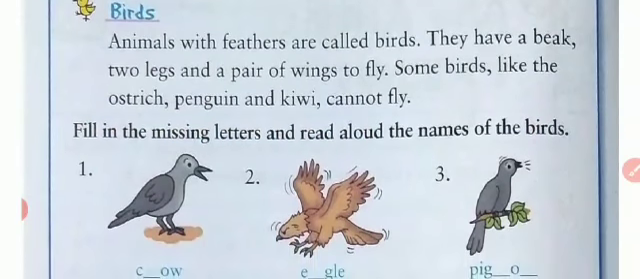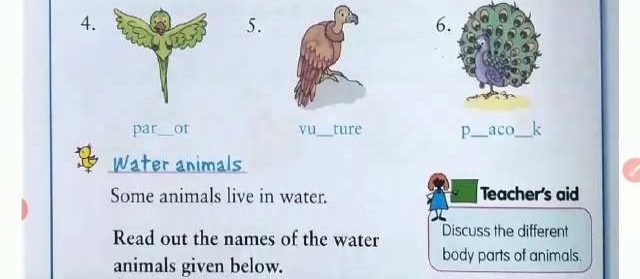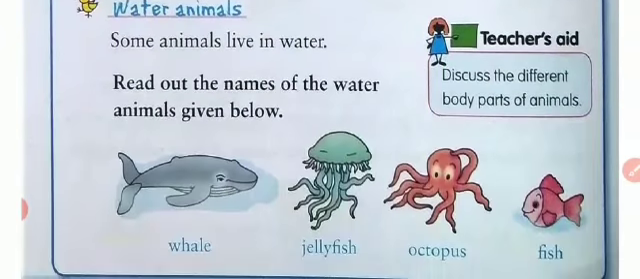We have also discussed the birds. They have feathers and they can fly. And there are also some birds which cannot fly. Those are ostrich, penguin, kiwi. These are the birds which cannot fly. As we can see, there is a crow, an eagle, a pigeon, a parrot, a vulture and a peacock. These are the birds.